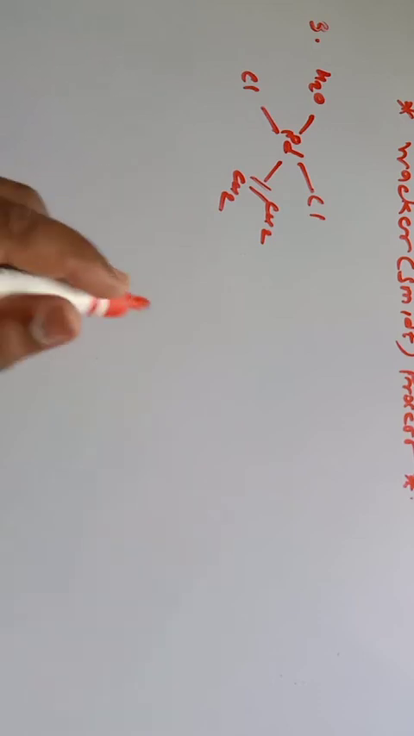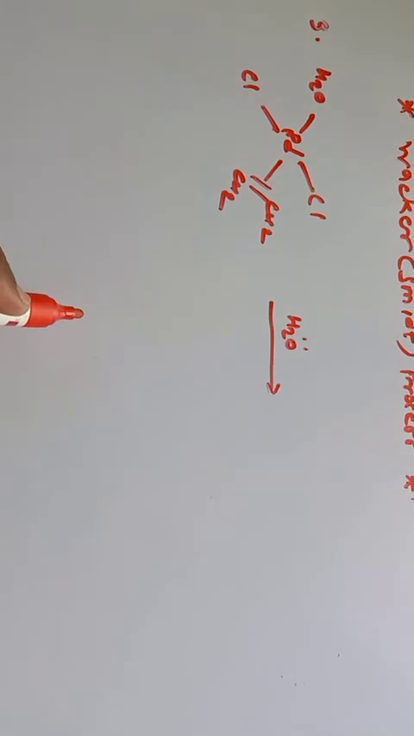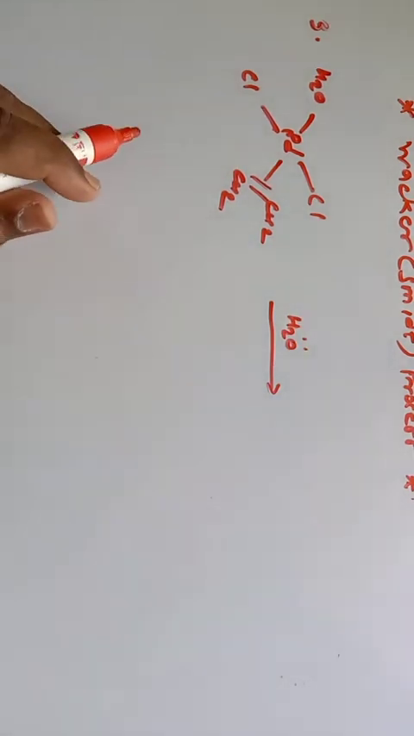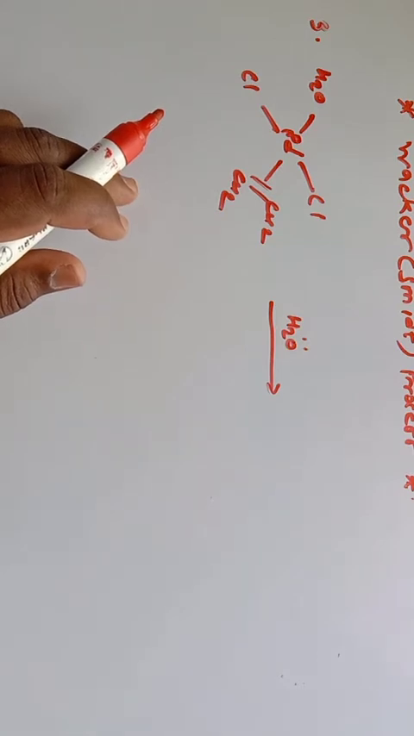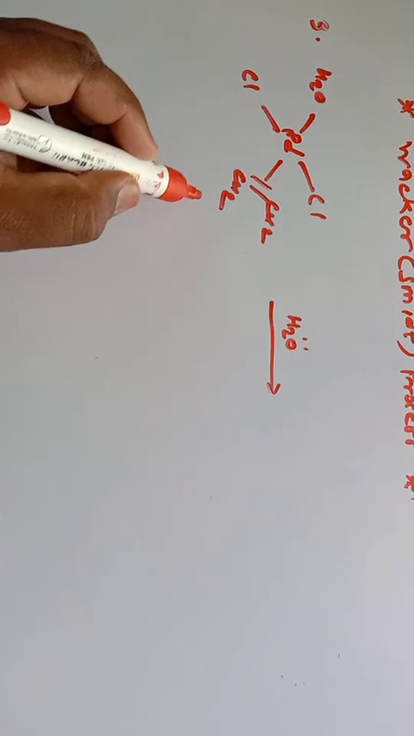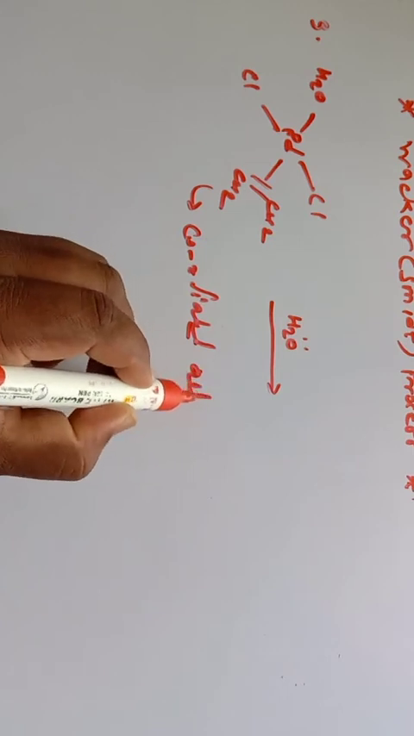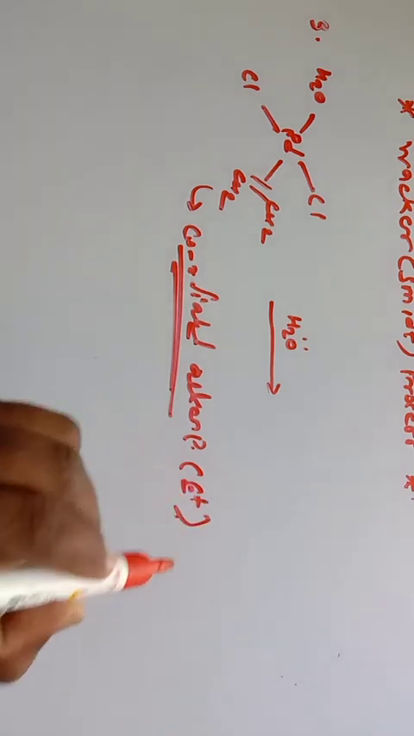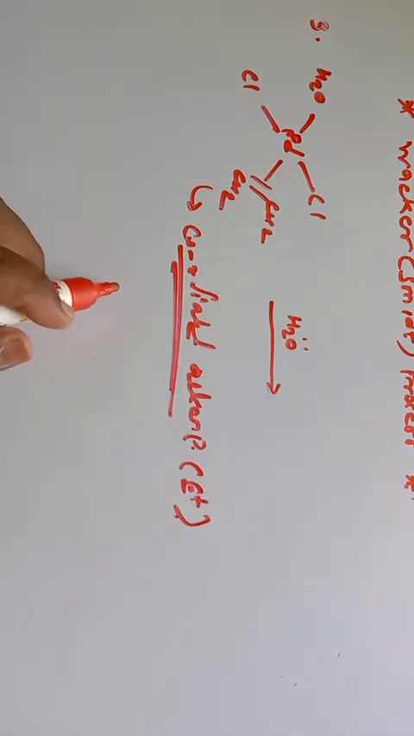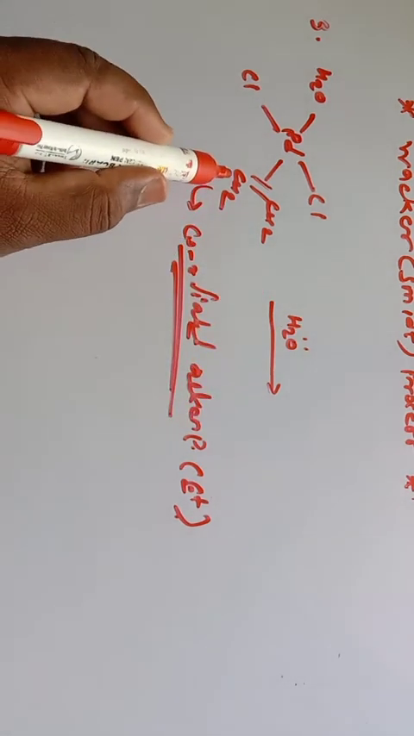So what happens in the next step is that the water molecule will attack on this coordinated alkene. Why does the water molecule attack this coordinated alkene? Because we know that the coordinated alkene is electrophilic in nature. You should keep in mind that a coordinated alkene, meaning an alkene which is attached to the metal atom, is electrophilic in nature. So the coordinated alkene is electrophilic, and therefore this water molecule acts as a nucleophile, and it will attack on this electrophile.